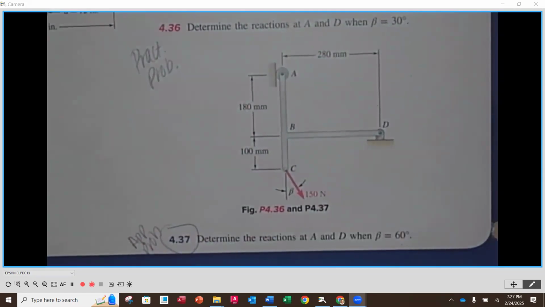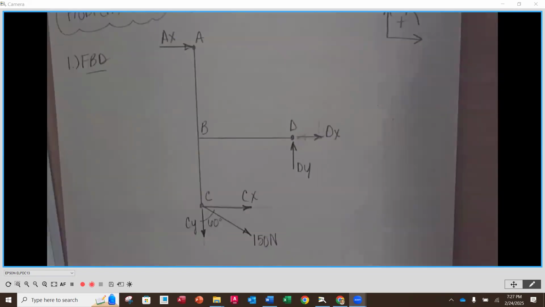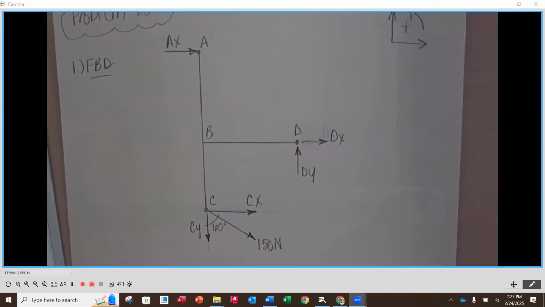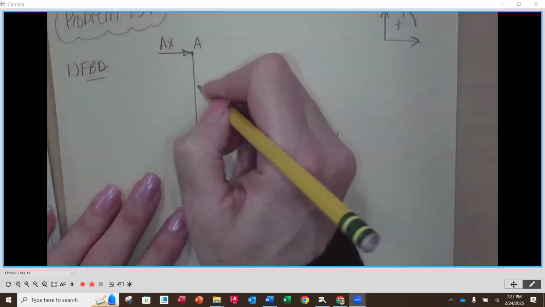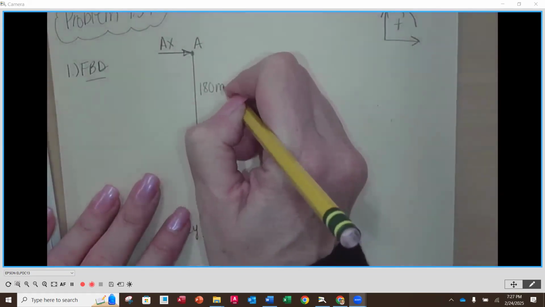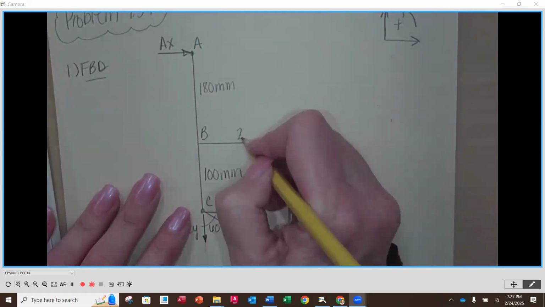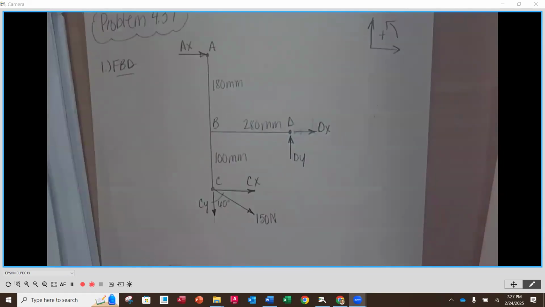So let me show you my free body diagram. Mine looks like this. Does yours look like this? Oh, I'm forgetting something very critical. I thought I was done. What did I forget? The lamps. All the distances, right? Yes, all the distances. I'll add those really quickly here. 180 millimeters, 100 millimeters, and 280 millimeters. Okay, all right. So there's our free body diagram.